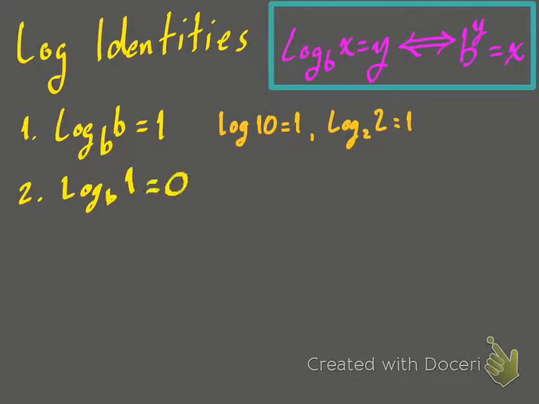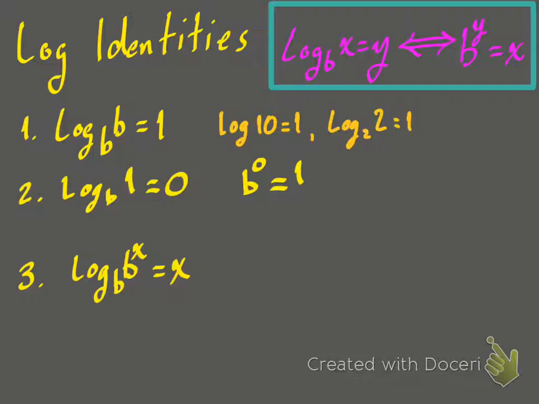Here's another one, very, very straightforward also. Log base b of 1, when the argument is 1, that logarithm equals 0. And it doesn't matter what the base is because any number to the 0 power equals 1.